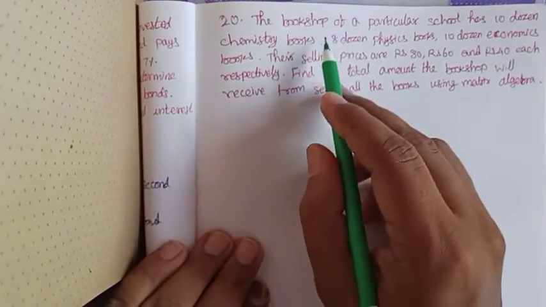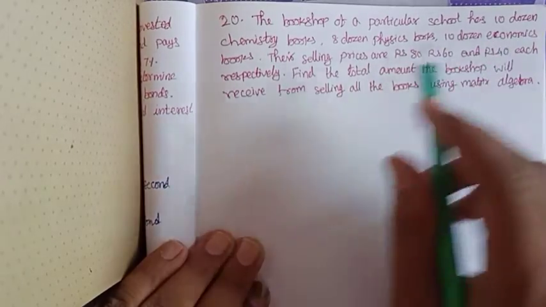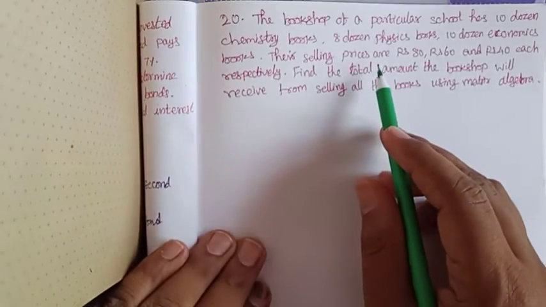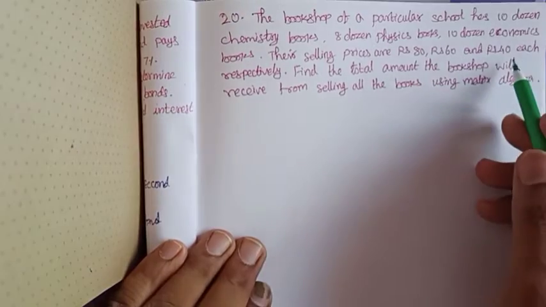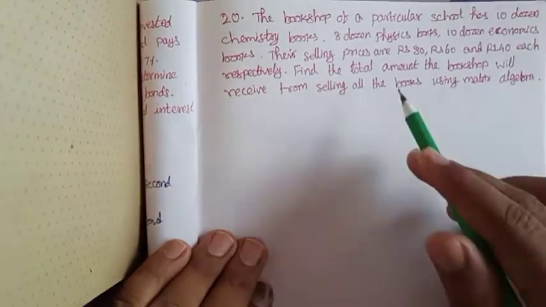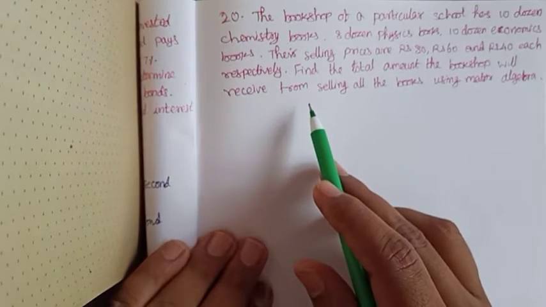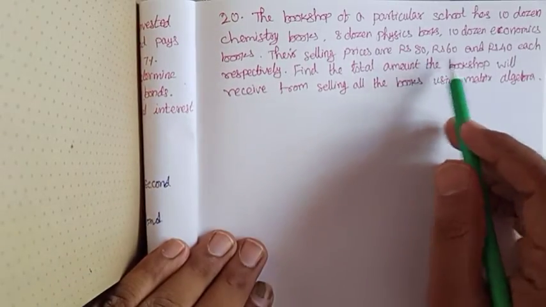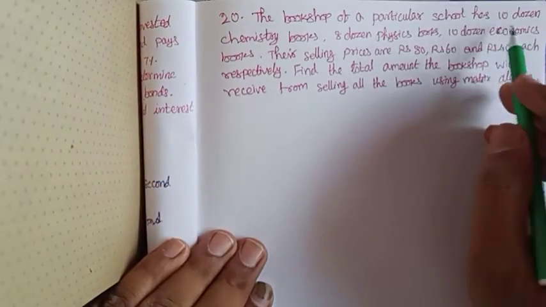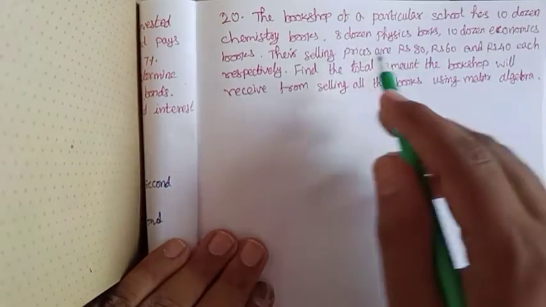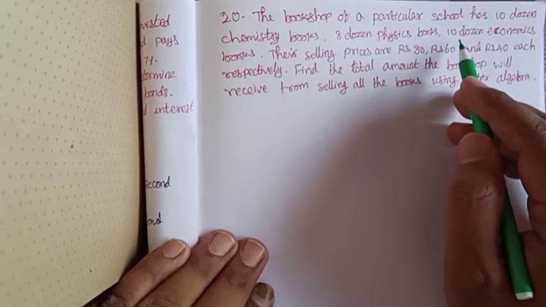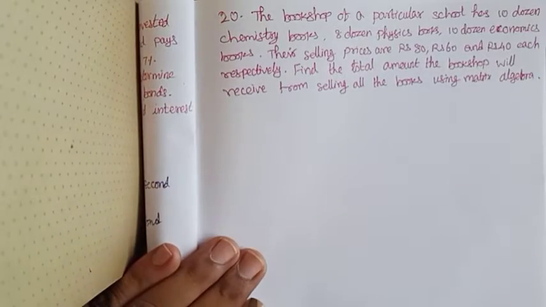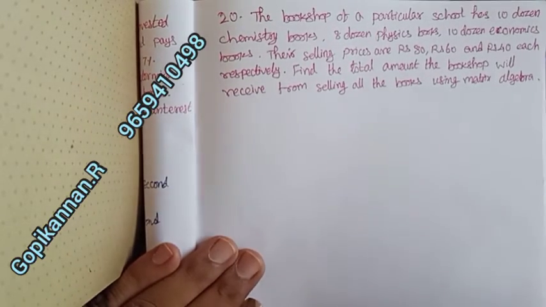Question number 20. The bookshop of a particular school has 10 dozen chemistry books, 8 dozen physics books, and 10 dozen economics books. Their selling prices are rupees 80, 60, and 40 each respectively. Find the total amount the bookshop will receive from selling all the books using matrix algebra. The given prices are for each book, but the school ordered 10 dozen chemistry books, 8 dozen physics books, and 10 dozen economics books. We use matrix algebra to calculate the total amount. Okay, solution.